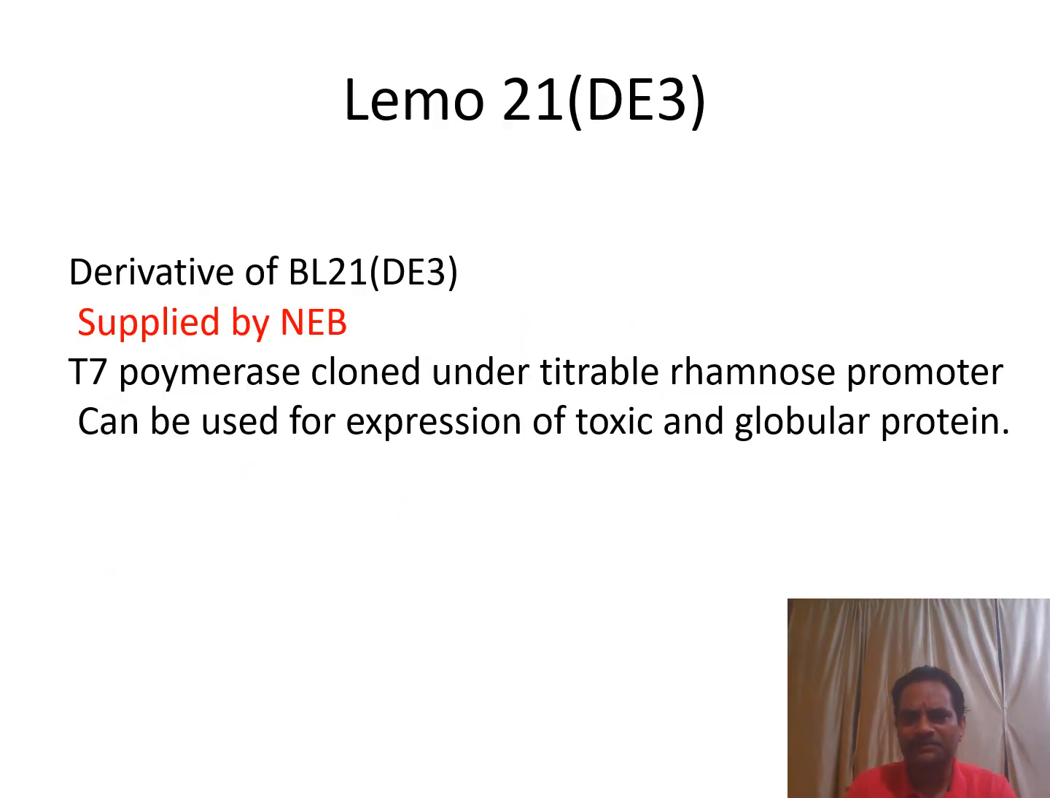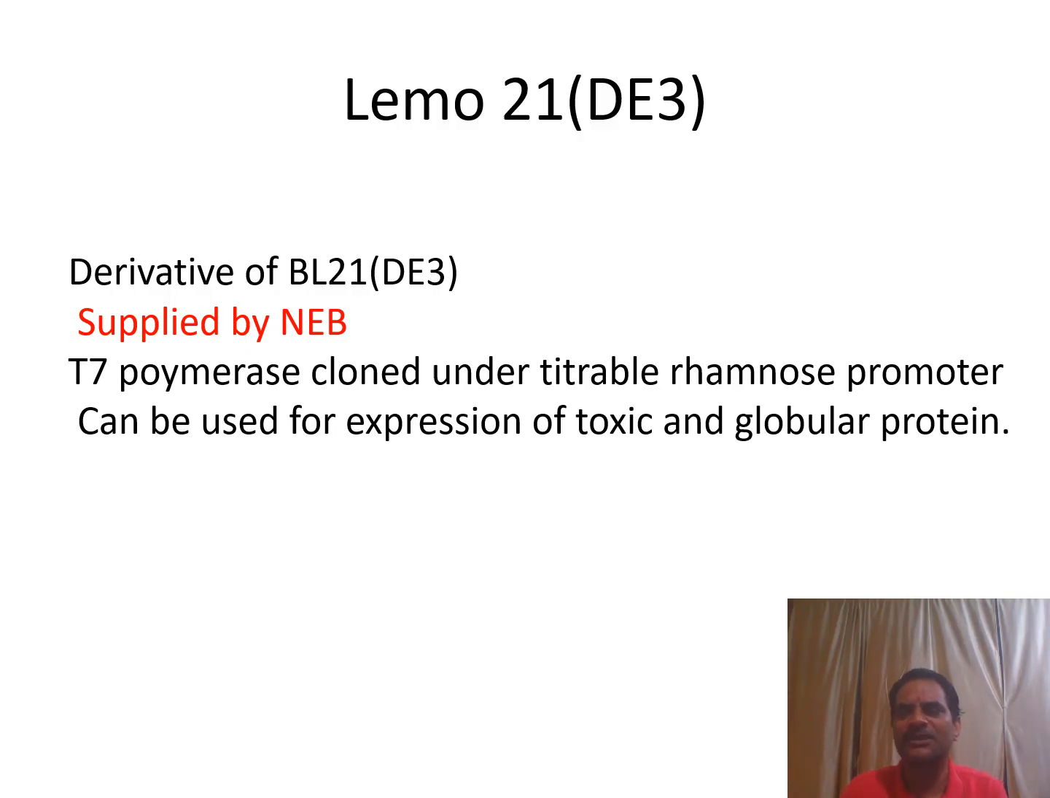Based on that information, BL21 C43, NEB company designed this strain, and they have not used the strong T7 promoter, but have added a tetra-rhamnose promoter: the T7 polymerase is cloned under the rhamnose promoter, not the T7 promoter.